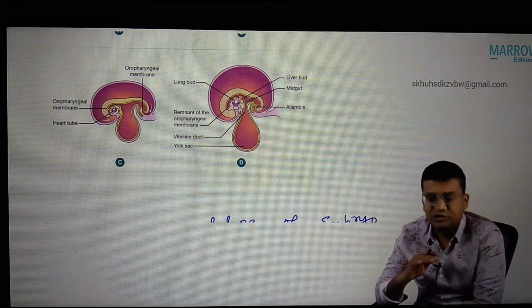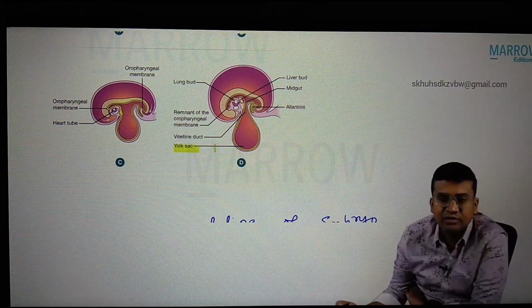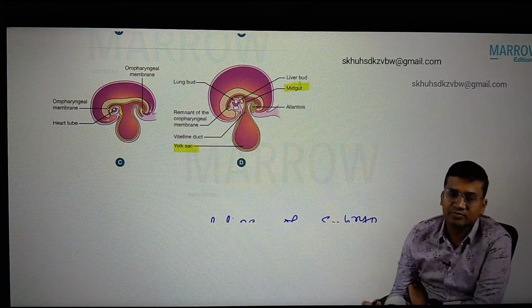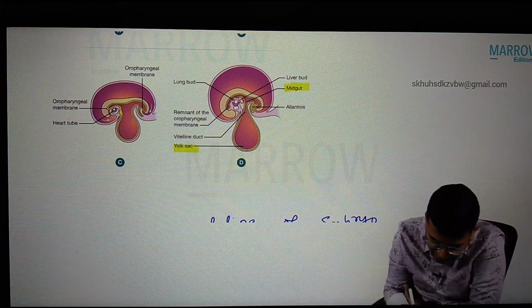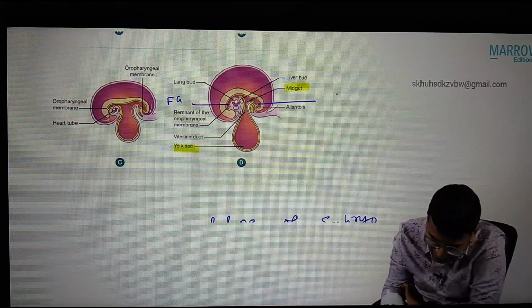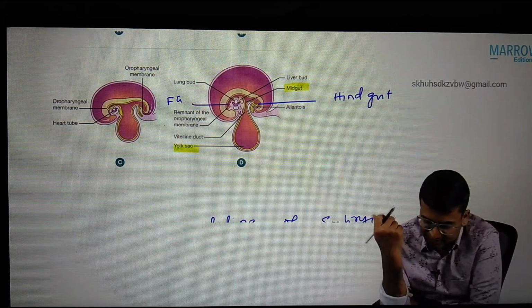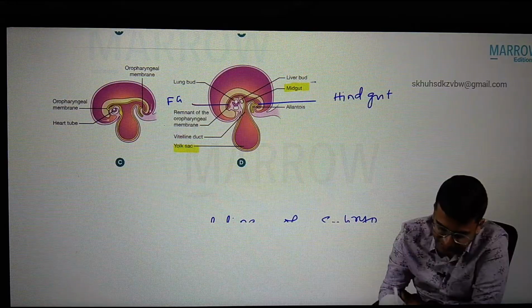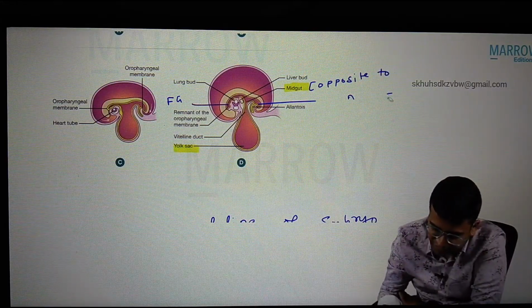Now we're going to divide the gut tube into three parts. The one which lies opposite to the yolk sac, see, this is the yolk sac, opposite to that is the midgut. On the front side is the foregut, and on the back side is the hindgut. Now this is the foregut, I'm writing FG here, and behind this is the hindgut. So foregut is in front, hindgut is behind, and opposite to the yolk sac is the midgut.